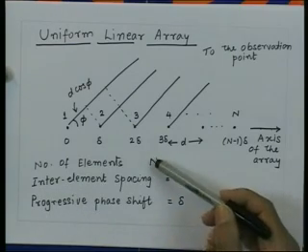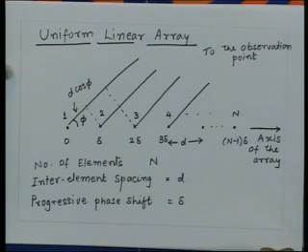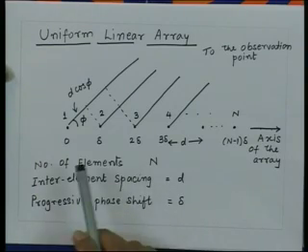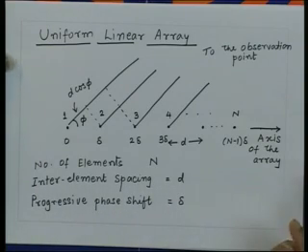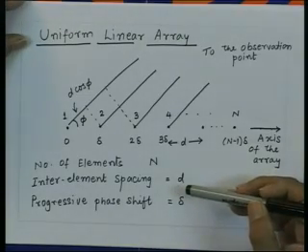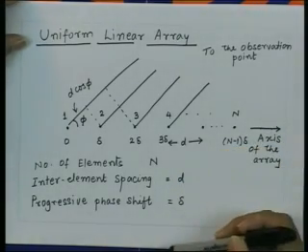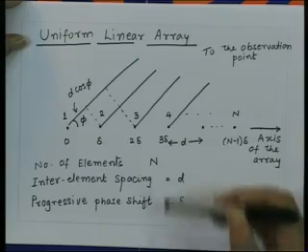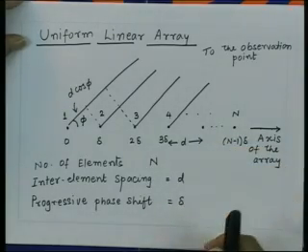and then we have essentially 3 parameters for this array: the total number of elements in the array, the inter-element spacing which we denote by d, and a progressive phase shift, that is the phase shift between 2 adjacent elements, that is delta. And we started investigating the characteristics of this array and the effect of these 3 parameters on the radiation pattern of the array.